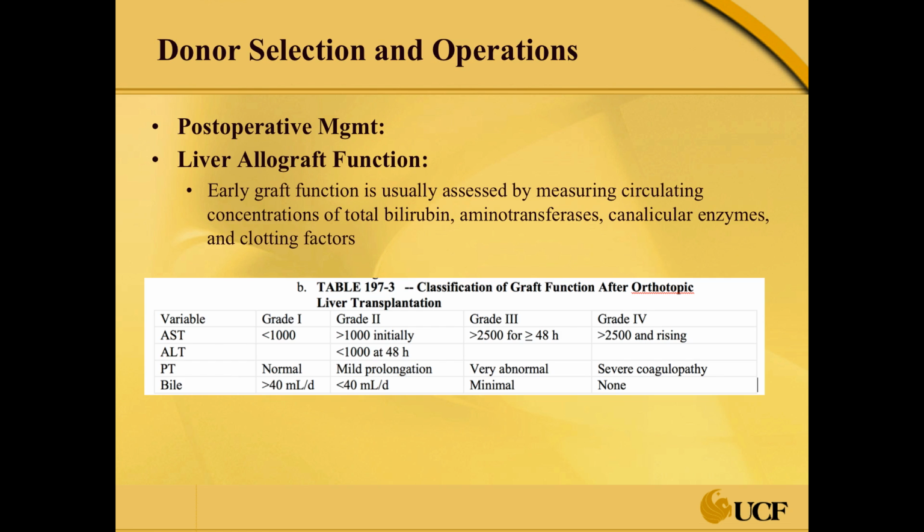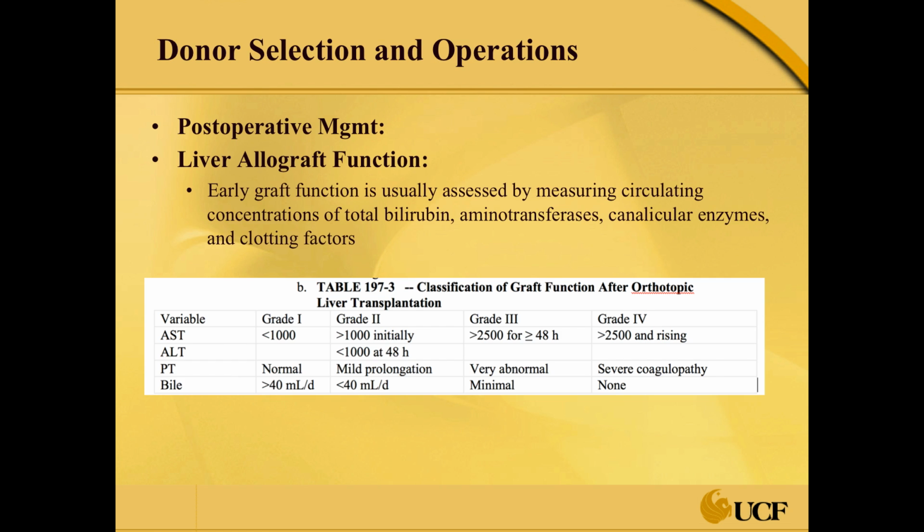This is for liver allograft function. Early graft function is usually assessed by measuring circulating concentrations of total bilirubin, aminotransferase, canalicular enzymes, and clotting factors. And this is basically the classification of graft function that we use after liver transplantation. So we use it in a grade 1, a grade 2, a grade 3, and a final grade 4, okay?